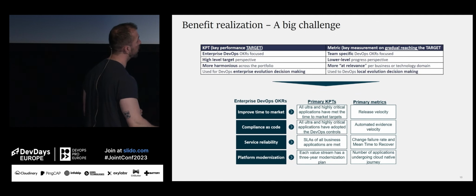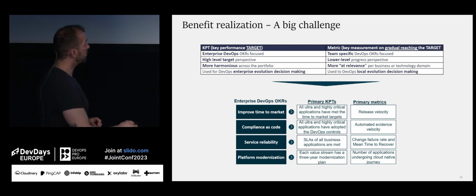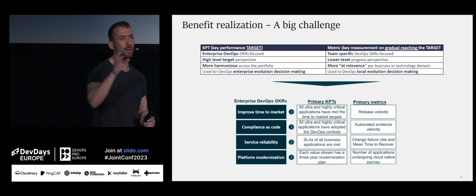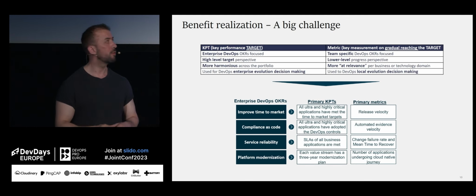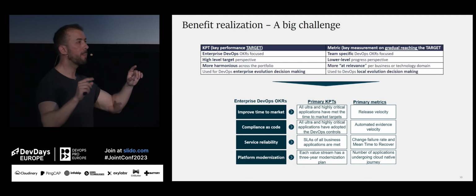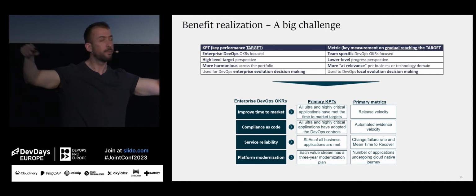So I'm picking these OKRs that we discussed at the beginning, and then let's pick improved time to market. So all ultra and highly critical applications, this is application criticality levels in the industry, have met the time to market targets. And this can be whatever. The metric you're using for this one is release velocity. So normally it is commit to production. That's what normal organizations do. And then your release velocity is everything in between.